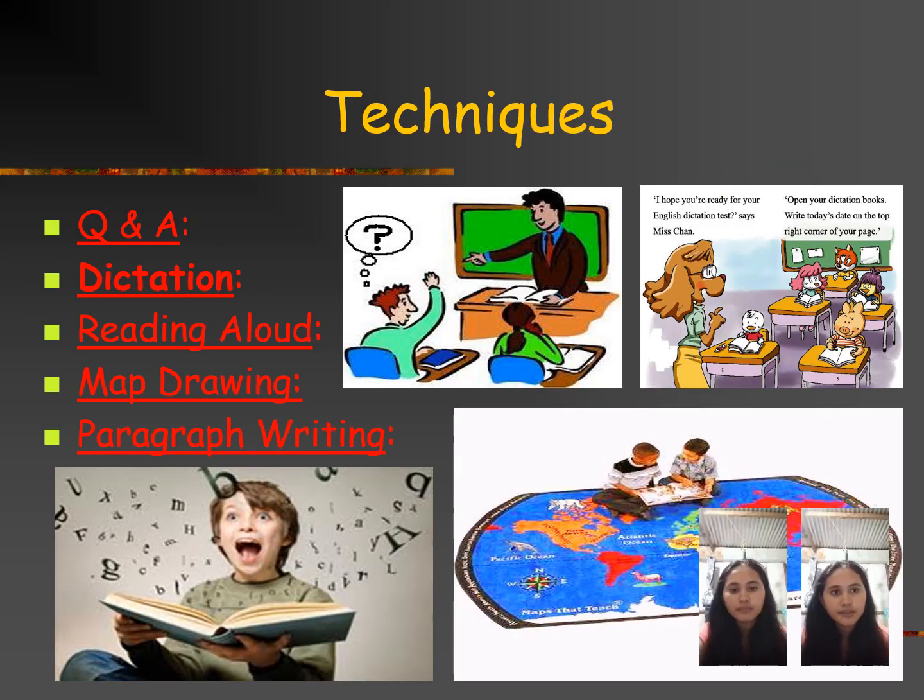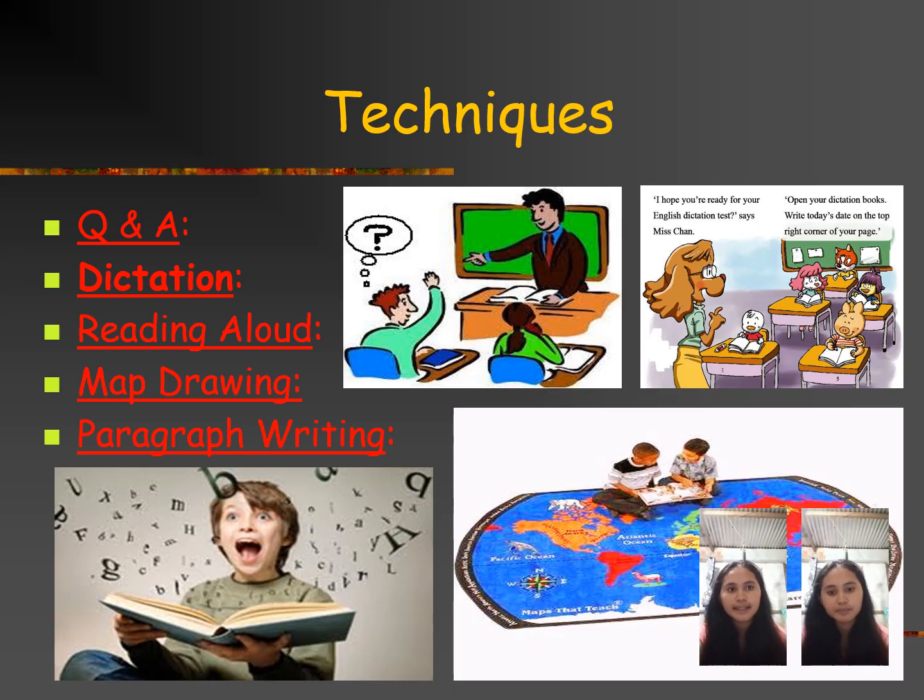Now let's go to the techniques of the direct method. First is Q&A. In Q&A, the teacher asks questions of any nature and the students answer. And then the second is dictation. The teacher chooses a grade-appropriate passage and reads the text aloud. The teacher reads the passage three times.